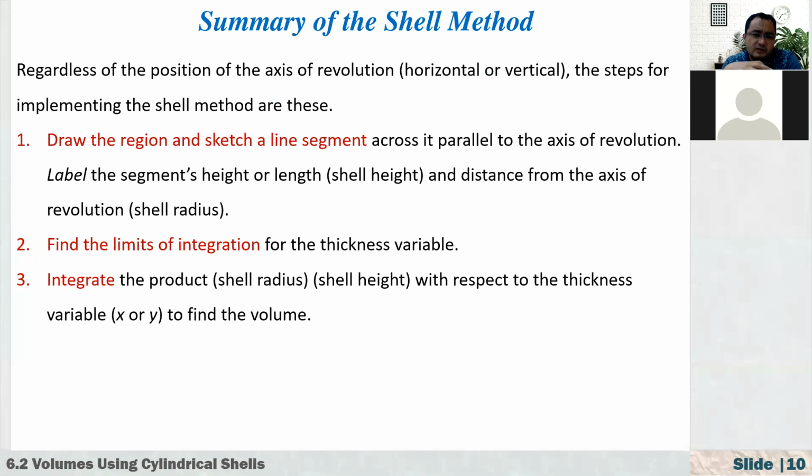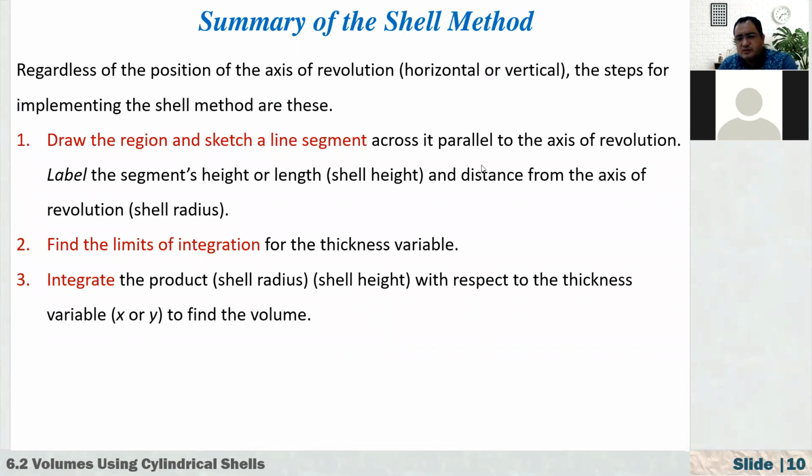So regardless of the position of the axis of revolution, horizontal or vertical, the steps for implementing the shell method are these. Draw the region and sketch a line segment across it parallel to the axis of revolution. Label the segment's height or length, the shell height, and the distance from the axis of revolution. Then find the limits of integration. And these are just the method we have done, okay?